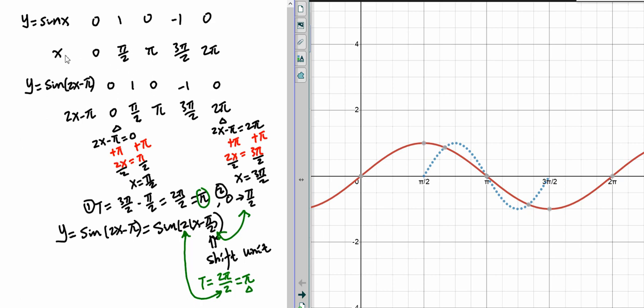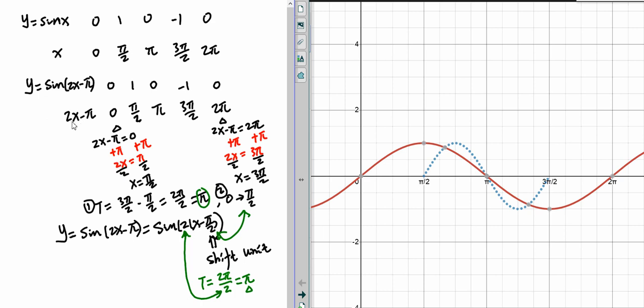And then for sine x, we just need those 5 different x values. Well, for sine, here is 2x minus pi. In order to have 2x minus pi be 0, pi over 2, pi, 3 pi over 2, and 2 pi, we want to see how we need to require x to behave.